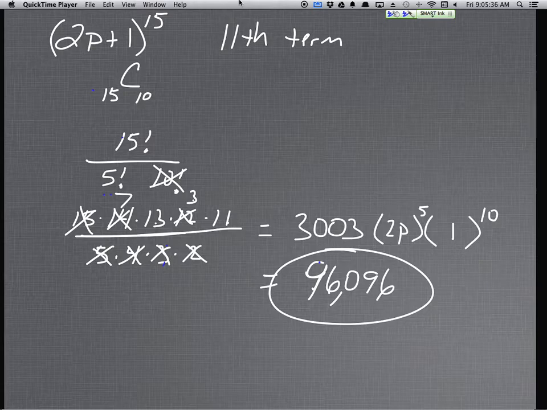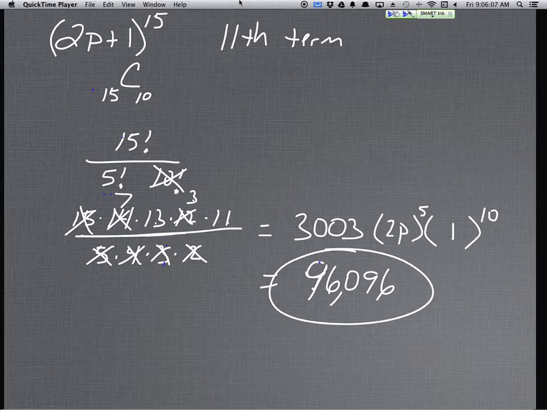What do you do with the p? I really don't care about the p. All I care about is the coefficient, which is just the number in front. That's all we're trying to find right now. I'm lost. What did you do with the coefficient 2? Does that have to do with anything? Yes. I had to figure out 2 to what power? And that's where the 5 comes in. I had to do 2 to the 5th and then times 3003, and that's where this number comes from.